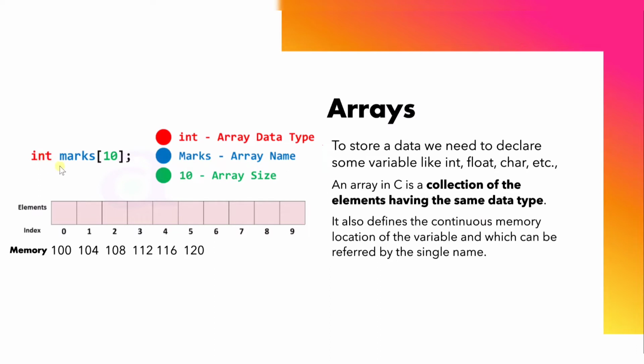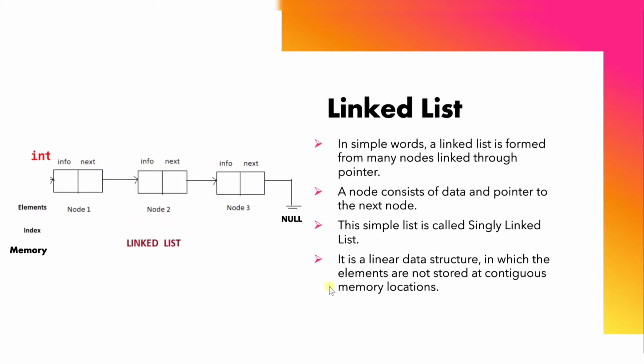The statement int marks[10] will tell the compiler to allocate a continuous block of memory holding 10 elements. Each block can hold an integer value. The memory blocks are continuously allocated. The whole 10 elements can be referred to by a single name, that is marks, with index starting from 0 till 9. But the elements are not stored at continuous memory locations in a linked list.